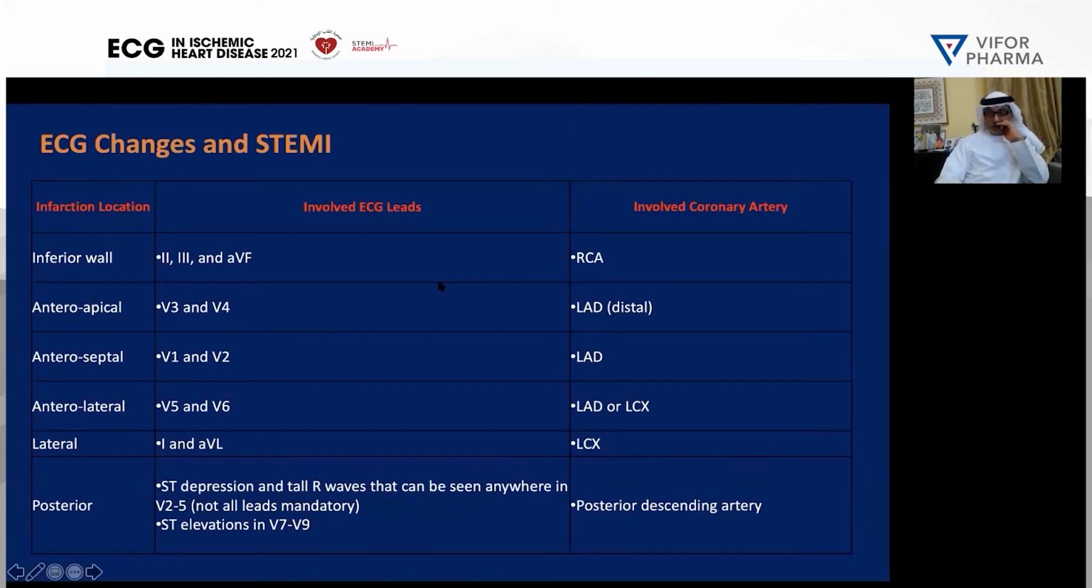Now, for the interventionist, it helps us identify what is the culprit. Most of the time, the culprit is straightforward. You don't have to spend any time finding it. But occasionally and rarely, you may be confused as to what is the culprit. If you have a chronic occlusion somewhere else, then the ECG sometimes will be very helpful in identifying the culprit.